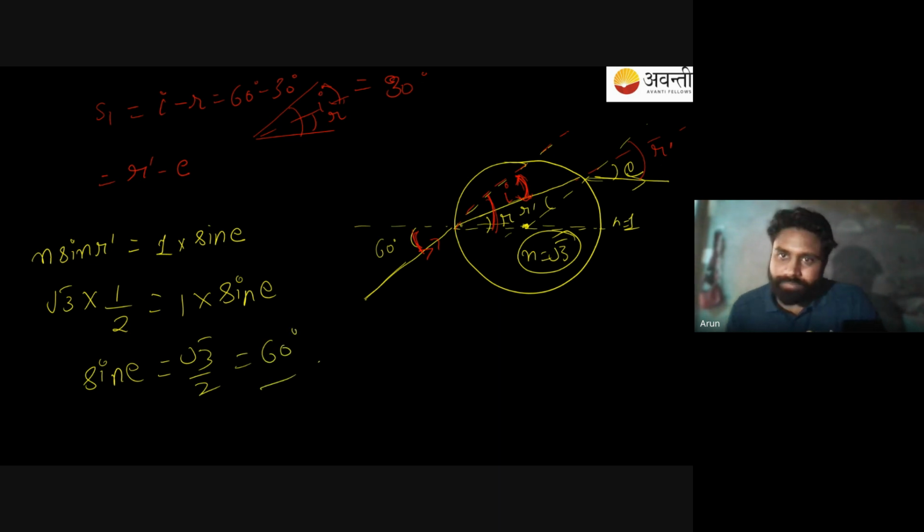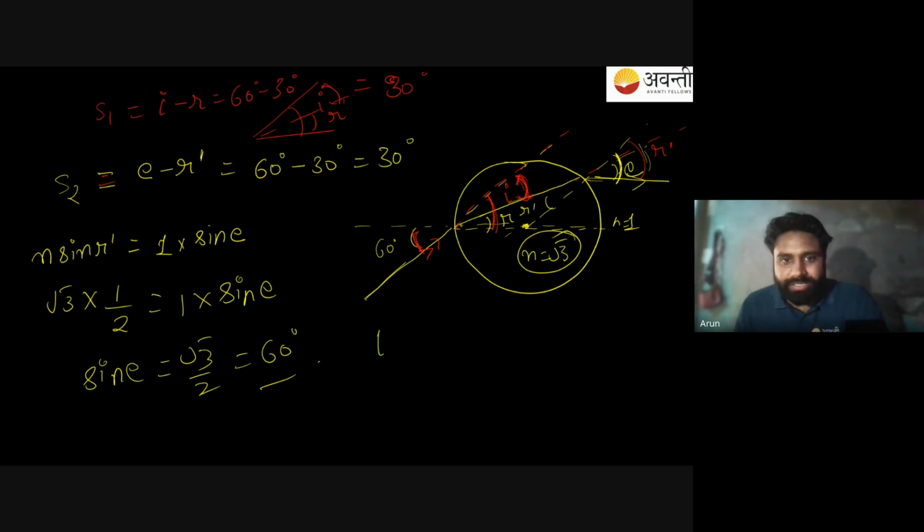Okay. So this entire angle, this total angle is E. This angle is R dash. So we have the value of the second deviation, delta 2, equals what? It is nothing but E minus R dash. E we have calculated, 60 minus 30, again 30 degrees.